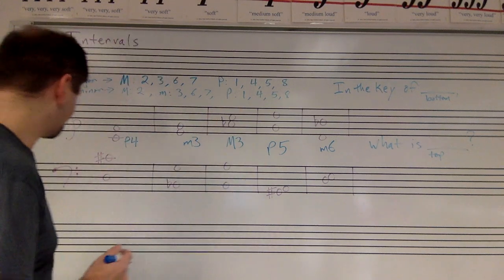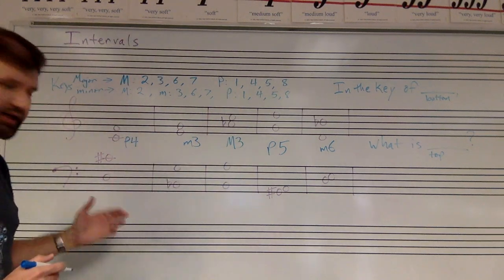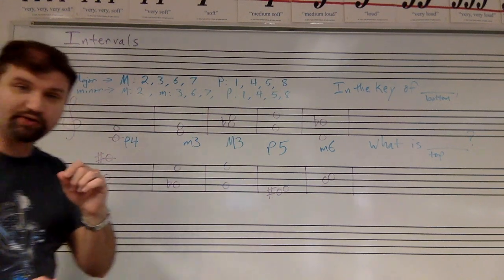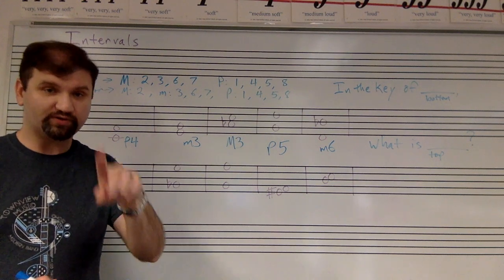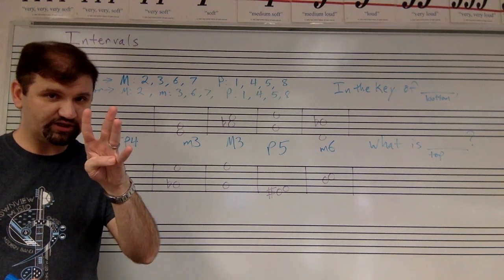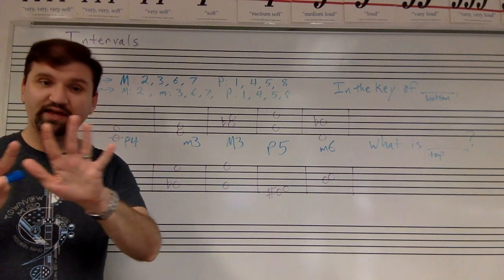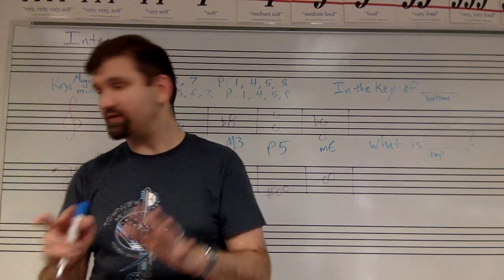Let's do a few more. Bottom one here, we have D and C sharp. So let's count our quantity first. D, E, F, G, A, B, C. That is some kind of seventh.